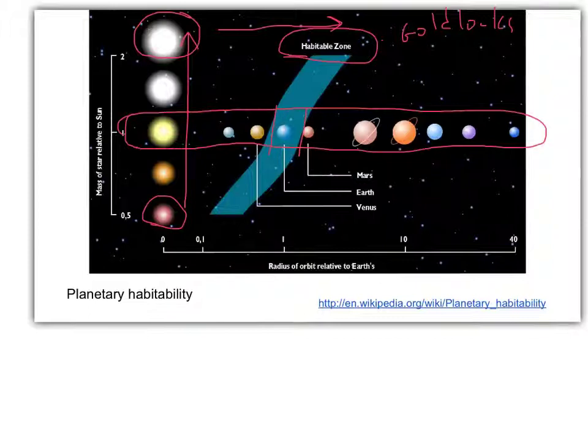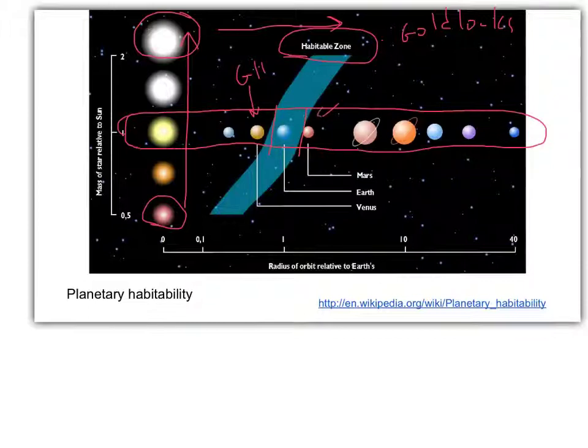Venus is, in this figure, shown outside of the habitable zone, but in some respects it is almost in the habitable zone. But as we'll talk about in a minute, we've had on Venus a runaway greenhouse effect that has really had a big issue with the habitability of the planet.